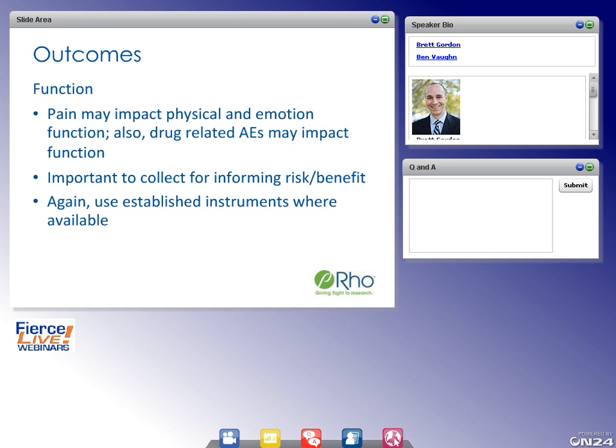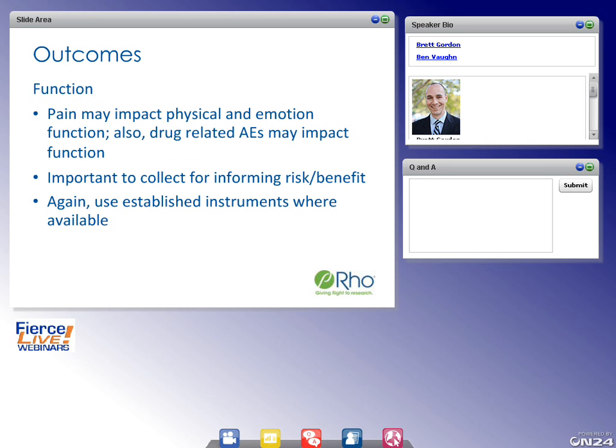Function is good for a secondary. It's not something that you're going to want to have as a primary. It's perfect for supporting evidence, and the pain may be impacting subjects in both emotional and physical function, but again, your primary needs to be related to analgesia specifically.